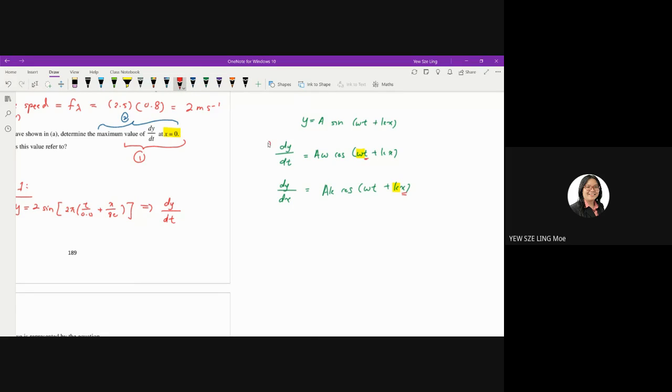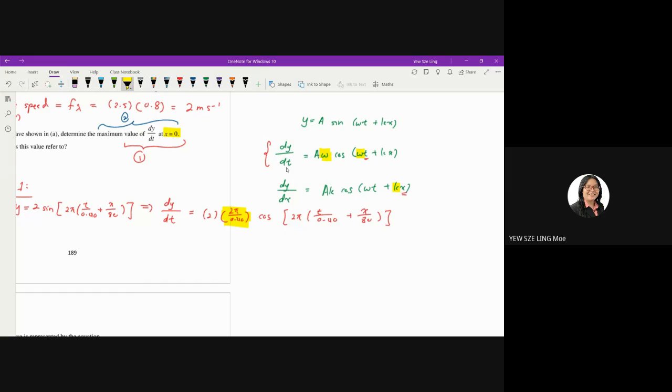Now we are going to stick to the first one, dy over dt. So dy over dt equals a omega. I have 2 times omega, and the given omega is 2 pi over 0.40. Then cos (2 pi t over 0.40 plus x over 8t). So this is the equation after we differentiate it. We take the omega out, so this is our omega.